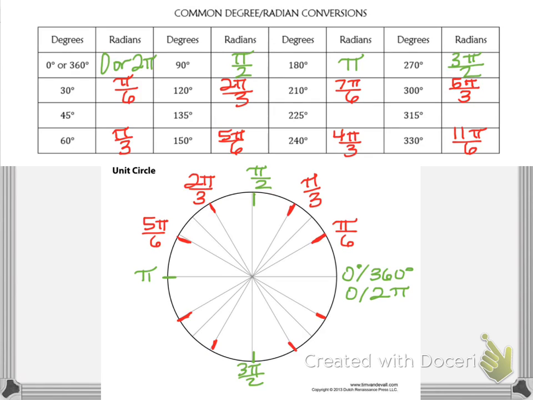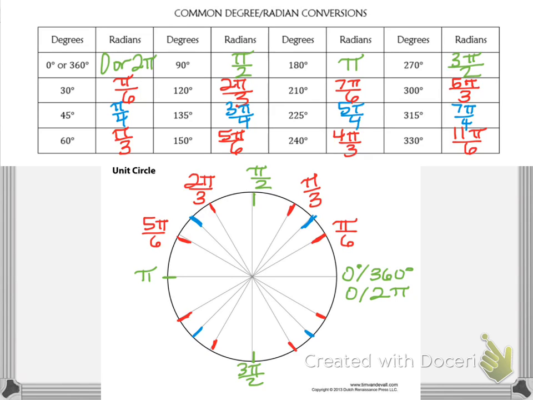Okay, and then for the 45 degrees, and then I'll show you one more pattern that you can use. So 45 degrees is half of 90 degrees. It's 1/4 of 180 degrees. So 45 degrees is pi over 4. 135 degrees is 45 degrees times 3, so this would be 3 pi over 4. 225 degrees is 45 degrees times 5, so this would be 5 pi over 4. And then 315 degrees is 45 degrees times 7, which is 7 pi over 4.